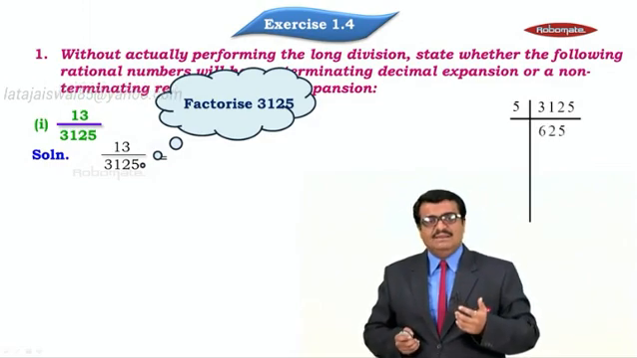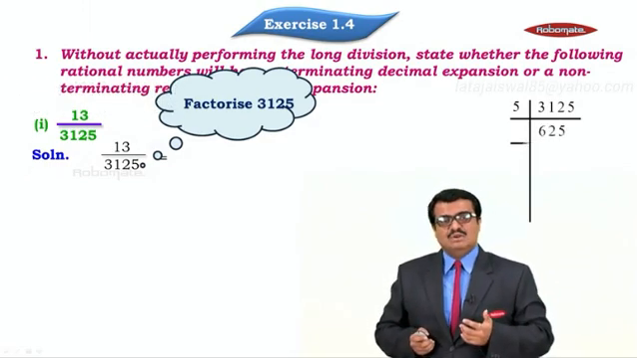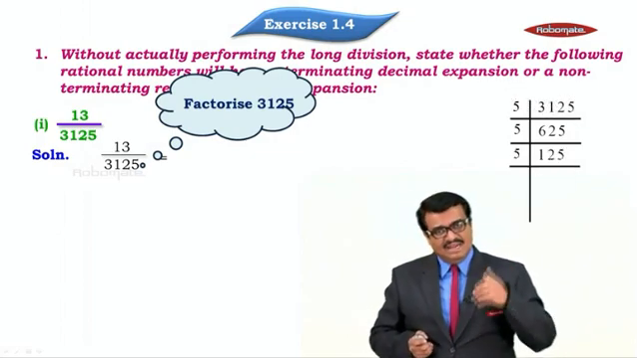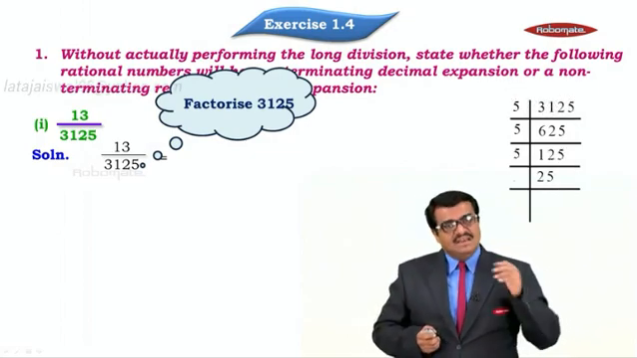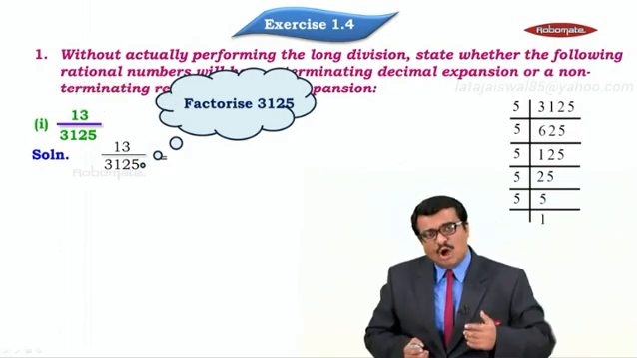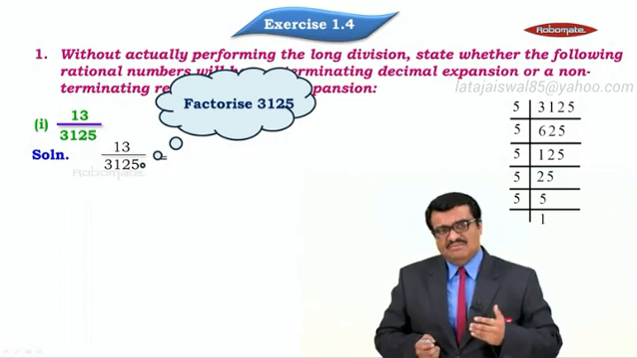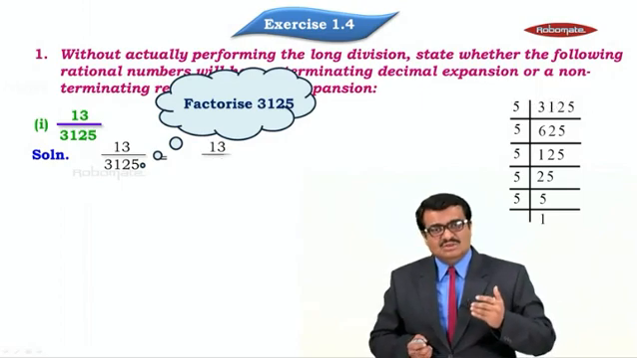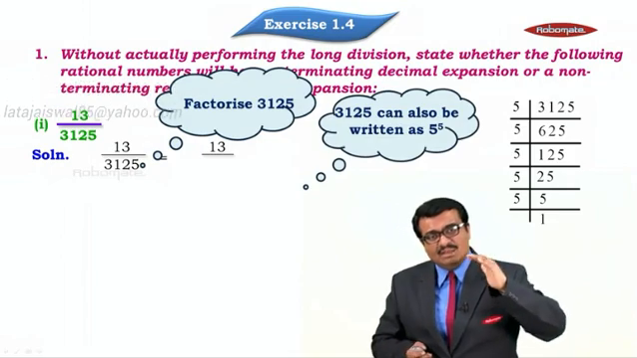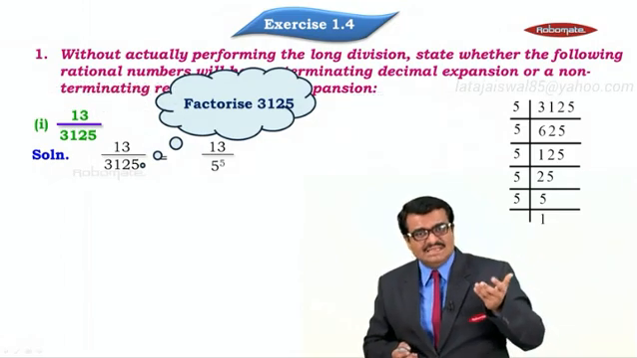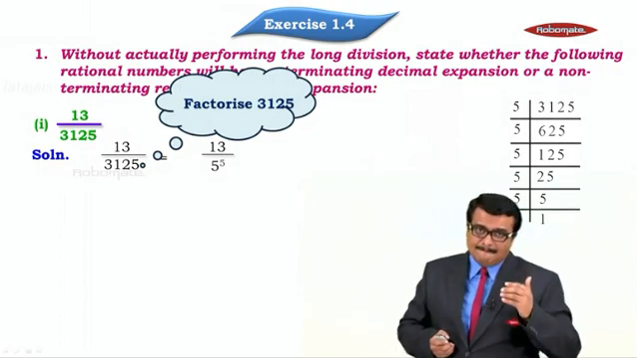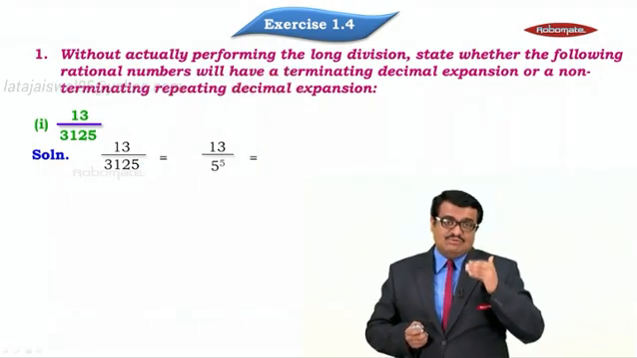3125 is divisible by 5. So 5 625s are 3125. Again divisible by 5. 5 125s are 625. Again divisible by 5. 5 25s are 125. Again, 5 5s are 25. And last, 5 1s are 5. So how many 5s do we have? If you count them, there are five 5s. So 3125 can be written in the power of 5. How many 5s are there? Five 5s. So it will be 5 raised to 5. Correct.